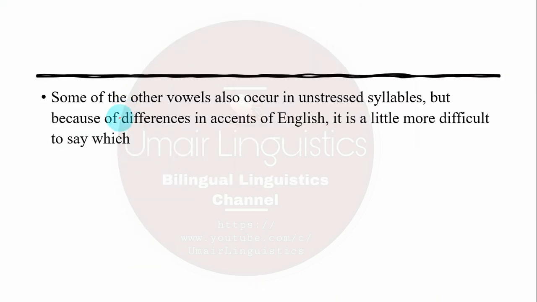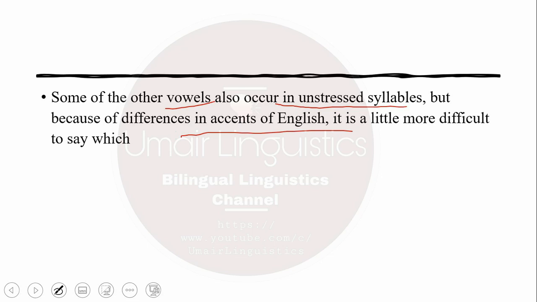Now, similarly, there are some other vowels which occur in unstressed syllables, but because of differences in accents of English, it is a little more difficult to say which ones. The reason is that other unstressed syllables may occur as unstressed in one accent but not in the other. But as far as schwa is concerned, it frequently occurs in all of the accents of English as an unstressed syllable.